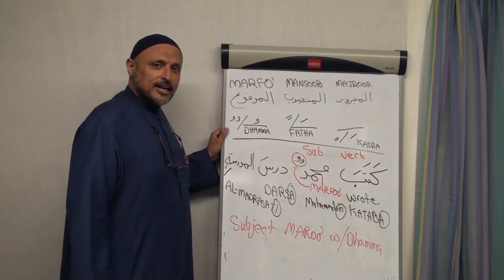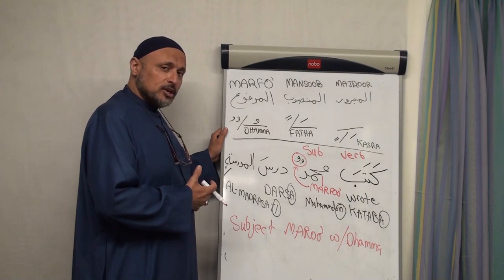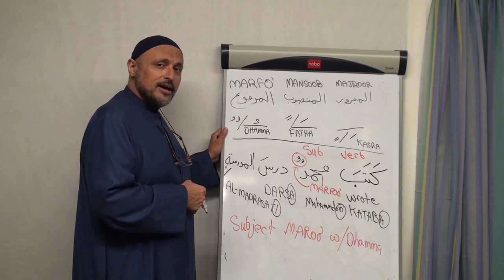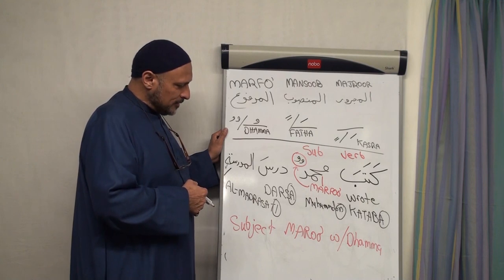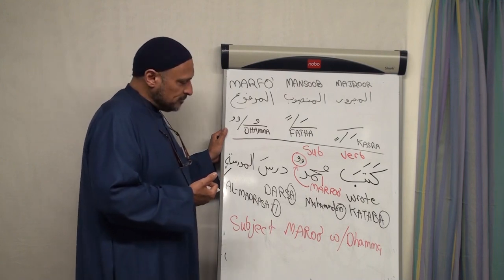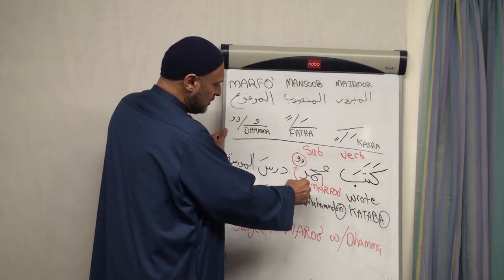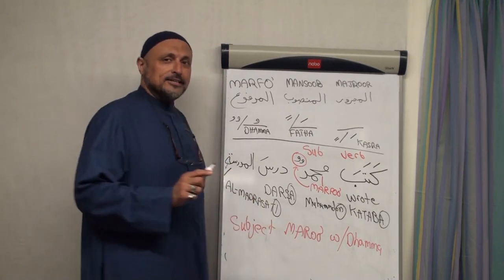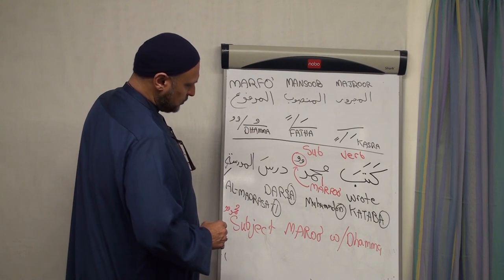This is how you analyze an Arabic word. What is the subcategory of it? Subject. What is the major category of it, the umbrella? Marfu'. With what? With dhamma. So marfu' means nominative. So Muhammadun is a subject which is marfu' with the dhamma. Now we have the grammatical analysis of Muhammadun. I can write here Muhammadun, just for your information.